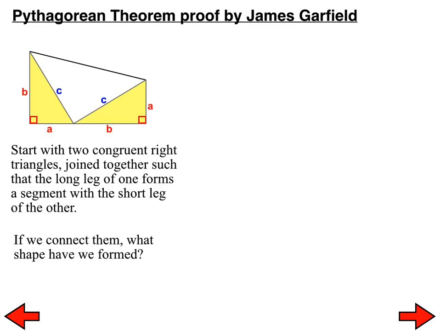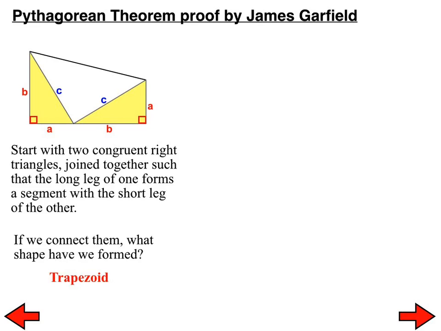Anybody know what the name of that shape is? I'm talking about the entire outer shape. So let me kind of highlight that. I'm talking about this shape. Right, it's a trapezoid, exactly. And we all should know how to find the area of a trapezoid. So we've connected them, and we now have a trapezoid.